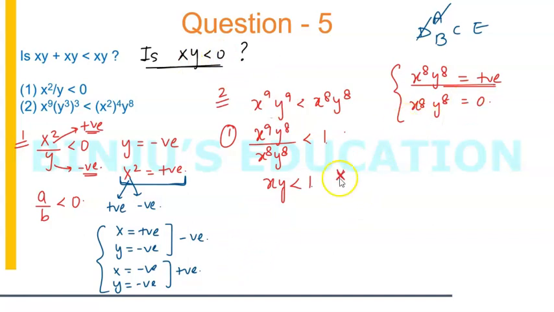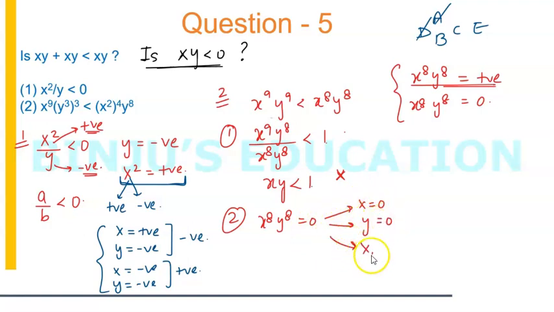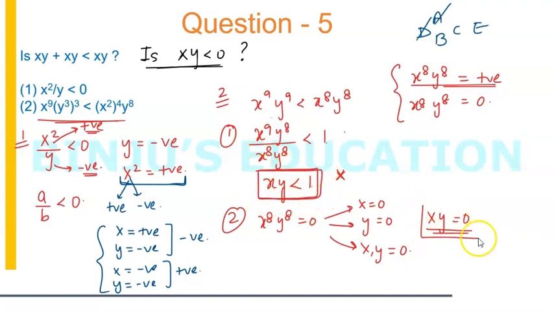And the second conclusion is where we are saying that x to the power 8, y to the power 8 is equal to 0, because this is again a part we have to take into consideration. In that case, we can have x as 0, we can have y as 0, or we can have both of them zeros. So one thing is for sure that x into y is 0. From statement 2 we are getting these two conclusions. Conclusion 1 is xy less than 1, and this is also xy is equal to 0, because you'll have to take both the parts into consideration.